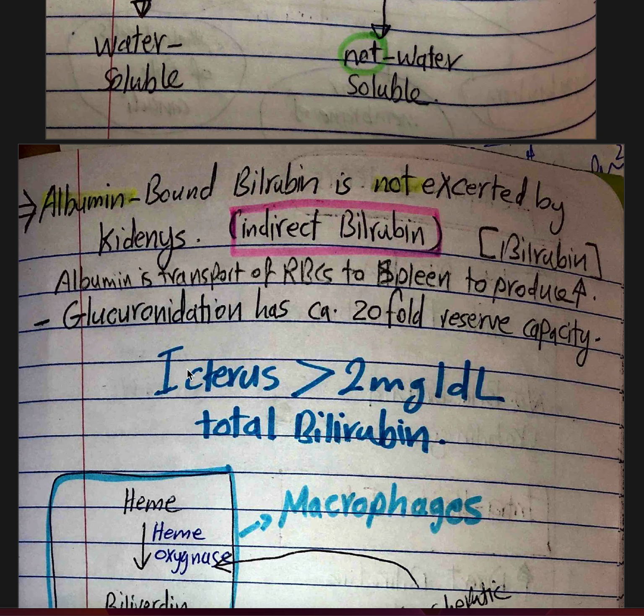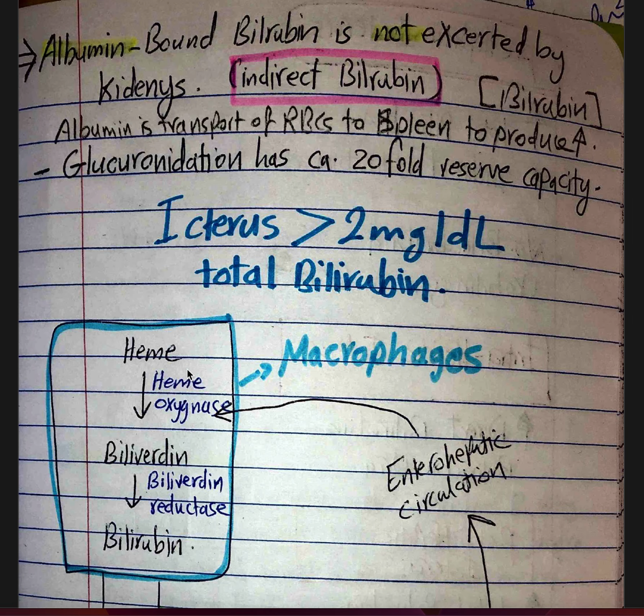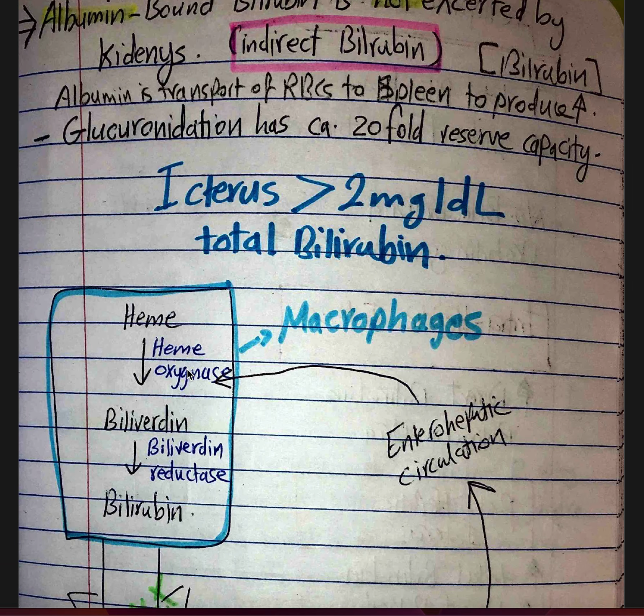And there is something called glucuronidation, which has a 20-fold reserve capacity. And I said icterus is more than 2 milligram per deciliter of total bilirubin. We discussed total bilirubin before: if it is less than or equal to 20 micromoles per liter, it is normal. But if it is more than 34 micromoles per liter, that leads to an increased level of bilirubin. More than 100, then it will be icterus.